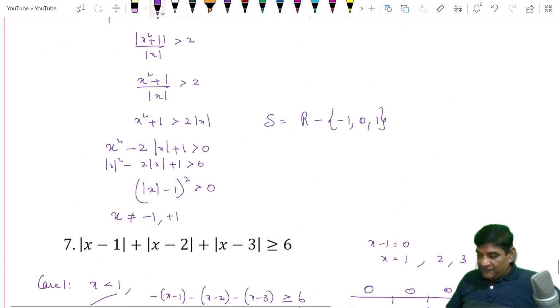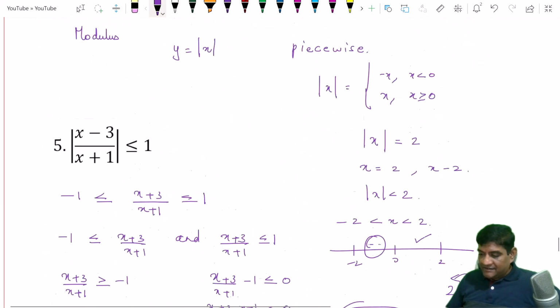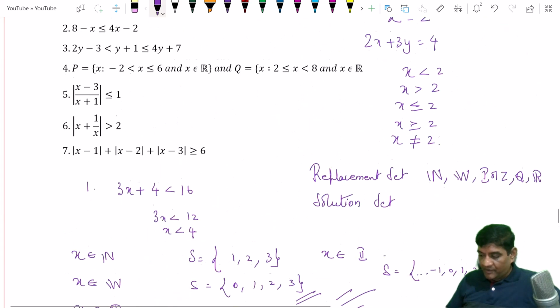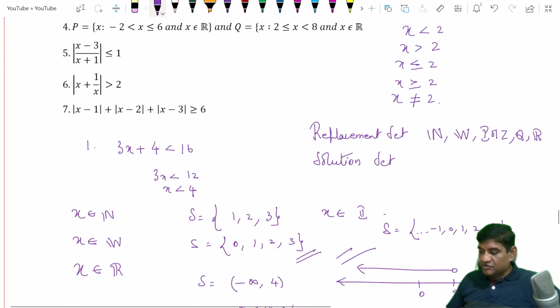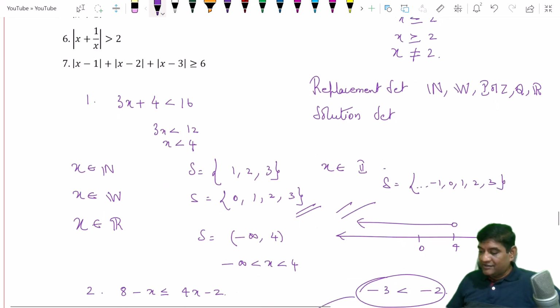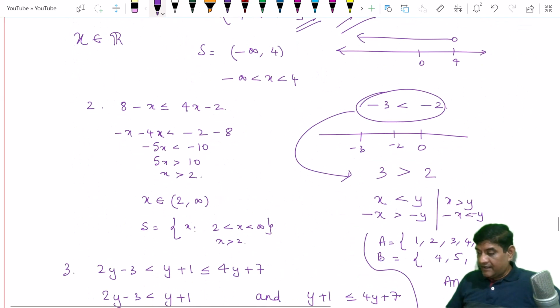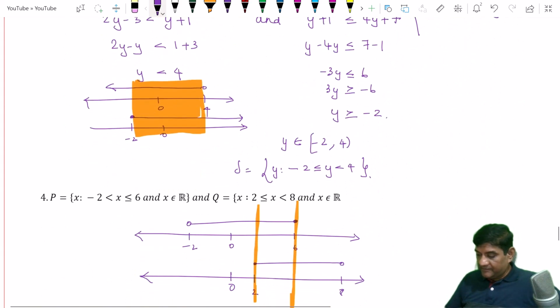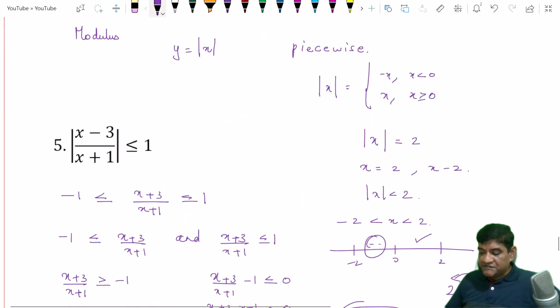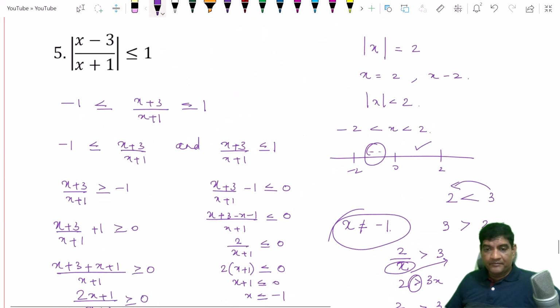So that's the end of the video. We looked at different topics and different concepts here. Linear inequalities with the modulus function. So we understood what is the meaning of a replacement set, what is the meaning of solution set, and how to deal with intervals, what happens when we are dealing with an inequality and a negative number, and so on and so forth. And some interesting questions with respect to modulus function.